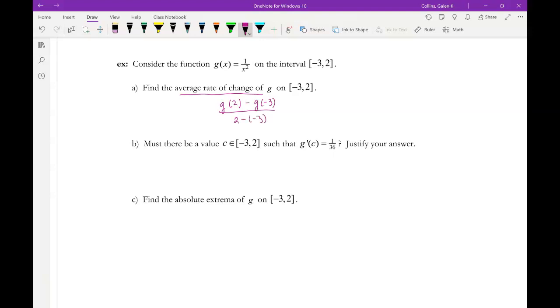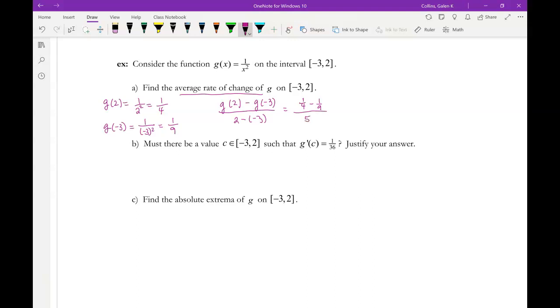Out to the side, though, I would encourage you to evaluate g of 2 and g of -3 not in line, but just out to the side. It makes it less likely for us to make mistakes there. So g of 2 is, oops, nope, not 4. 1 over 4. 1 over 2 squared is 1/4. Getting a little ahead of myself there. And g of -3, remember we always sub a negative in parentheses. I get 1/9. So this becomes 1/4 minus 1/9 over 2 minus -3, which is 2 plus 3, which is 5.